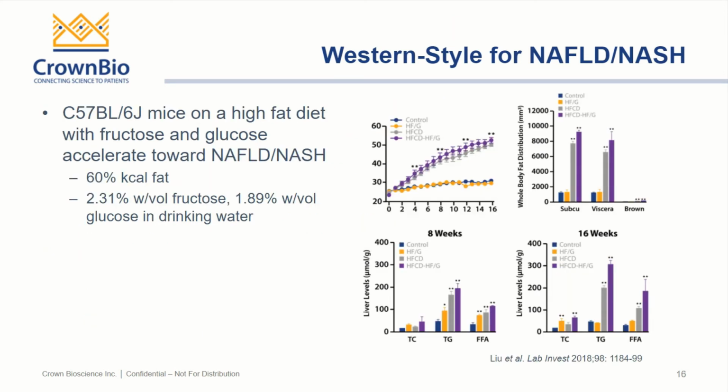In a recent study by Liu et al., C57 black 6 mice on a high-fat diet with fructose and glucose in drinking water were shown to accelerate towards NAFLD and NASH. Fructose and glucose alone did not contribute to total body weight, but they did increase risk-associated visceral fat when incorporated into a high-fat chow. They also increased liver triglycerides and free fatty acids and increased circulating liver enzymes and cholesterol levels.